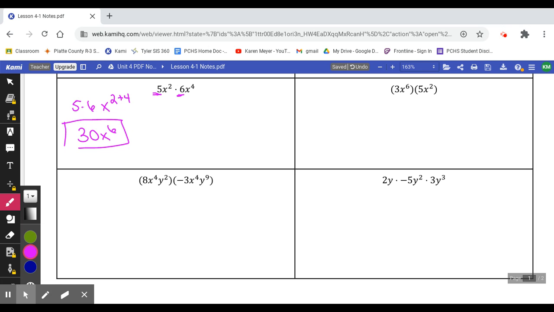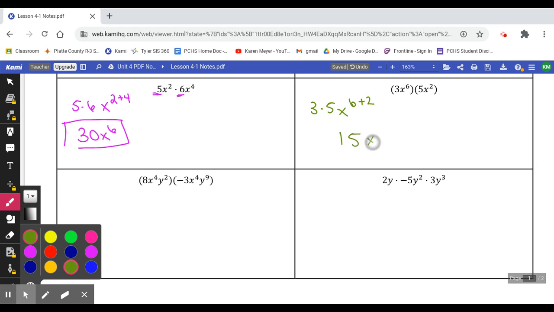Okay, go straight across. Now, it doesn't always have to have the times dot. So instead of the times dot, we just have parentheses. The two parentheses mean the same thing. So we're going to multiply your coefficients. So 3 times 5. And then we're going to add our exponents. So 6 plus 2. So that will give me an answer of 15x to the 8th power.